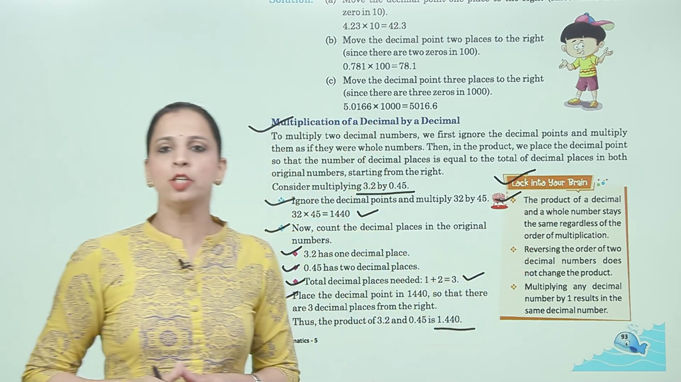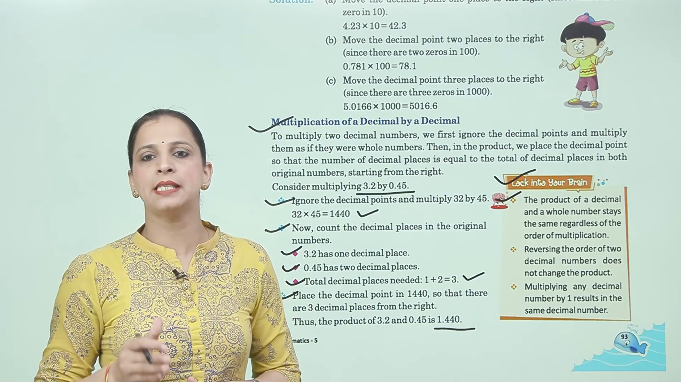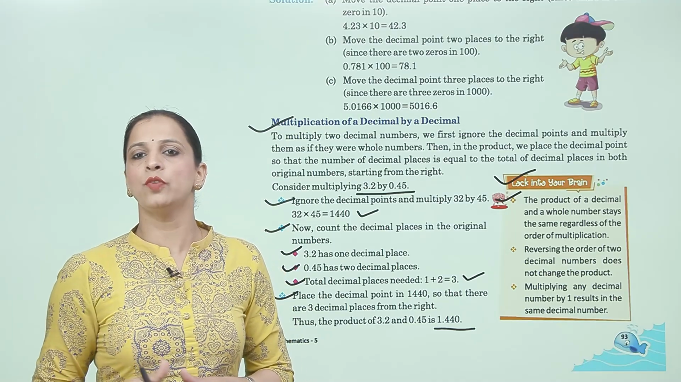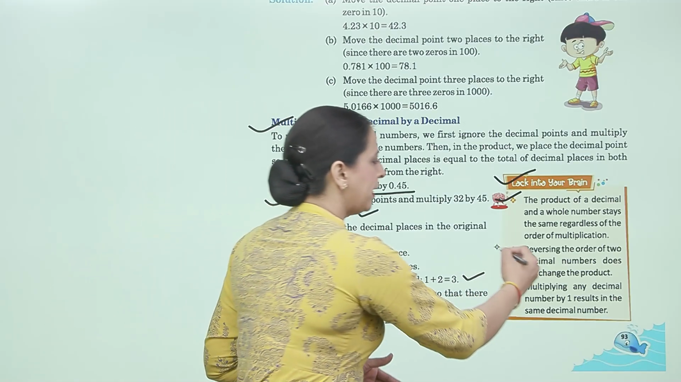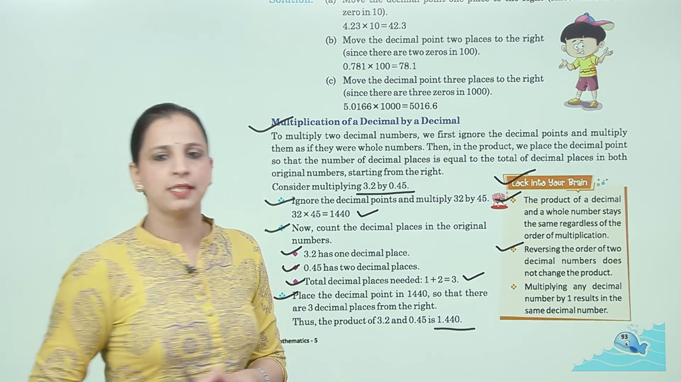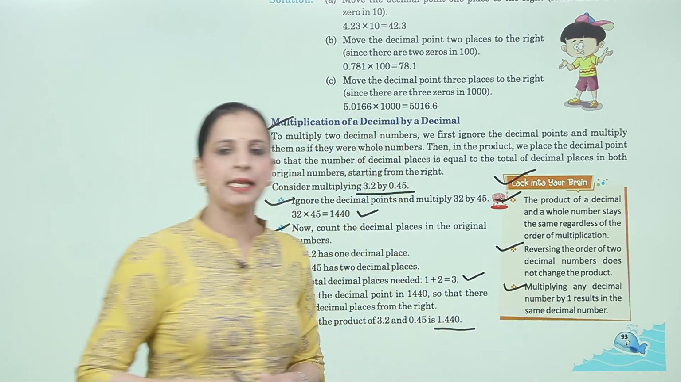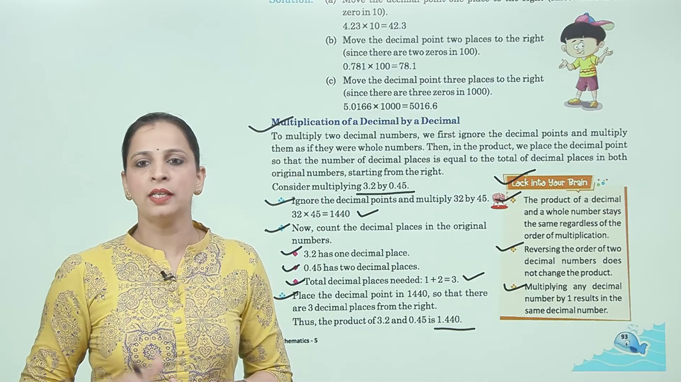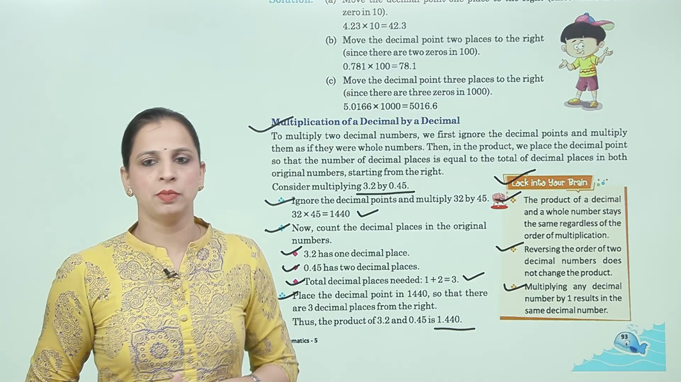Now, lock into your brain. First, the product of a decimal and a whole number stays the same regardless of the order of multiplication. Next, reversing the order of two decimal numbers does not change the product. Next, multiplying any decimal number by 1 results in the same decimal number.